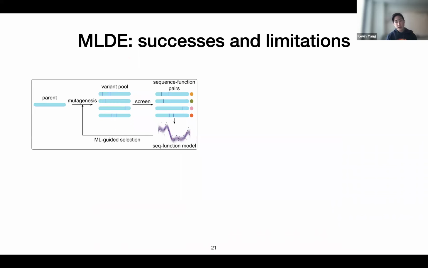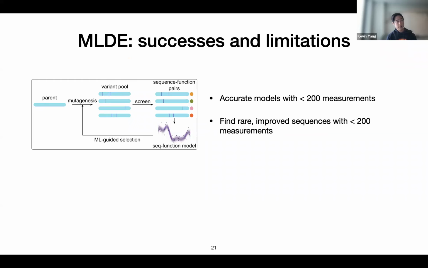But there are still some limitations here. It turns out that for many protein properties, you can build pretty good models with fewer than 200 measurements, good enough at least to find improved things. So you can use those models to find rare improved sequences. But you still have to have starting points with activity.